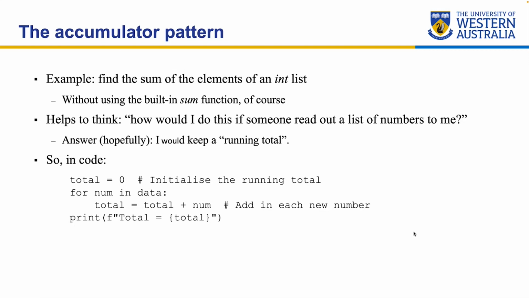How would I do this if someone read out a list of numbers to me? Well, basically, you're going to have a variable, and as somebody keeps on reading the values to you, you just keep on adding them to what you have. That's what we're going to do in our for loop. We have the total variable defined before the for loop, and inside the for loop, as you go through the data, we are adding the values.